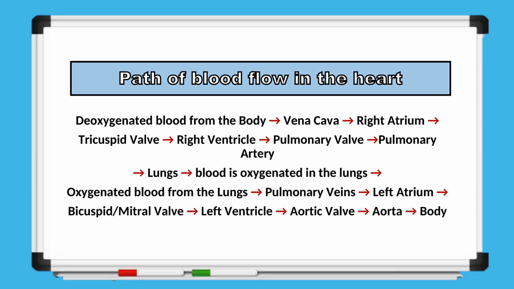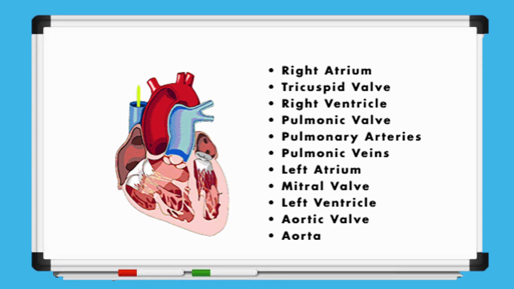The oxygenated blood then returns from the lungs via the pulmonary veins into the left atrium, flows through the mitral, bicuspid, valve into the left ventricle, and is finally pumped through the aortic valve into the aorta to supply the whole body. Here, you can observe the mechanism of the cardiac cycle for yourself, and you can also hear the lub-dub sounds, which are produced by the opening and closing of the heart valves.